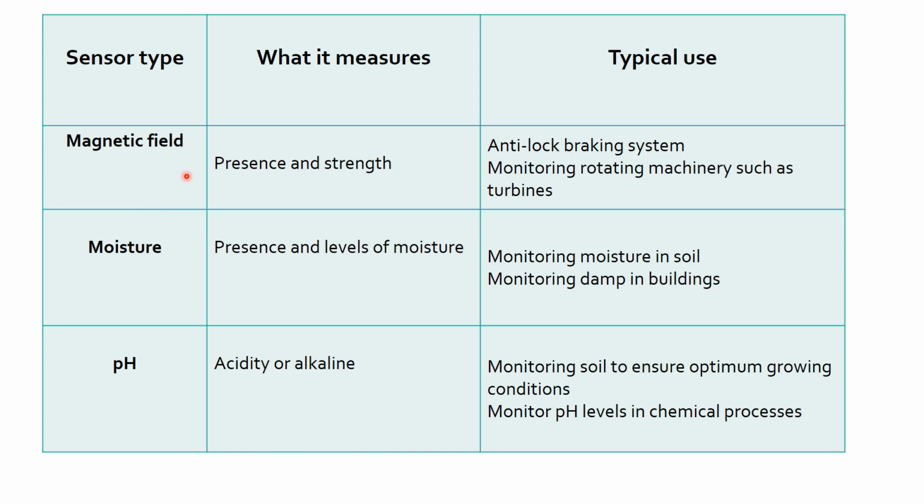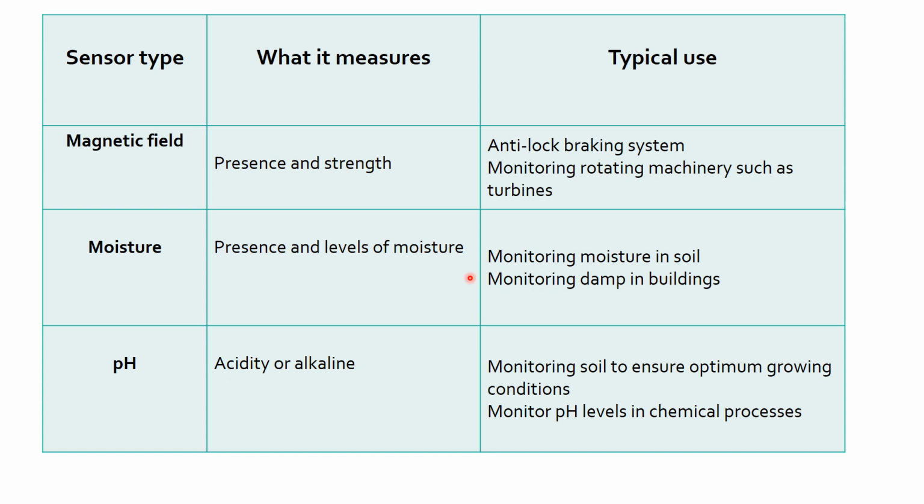Next sensor is magnetic field. We can measure presence and strength, and we can use this in anti-lock braking systems and rotating machinery such as turbines, etc., where we are actually measuring the presence and strength of a magnetic field. Next sensor is moisture. We can measure the level of moisture through this moisture sensor, and we can use this in soil and buildings.